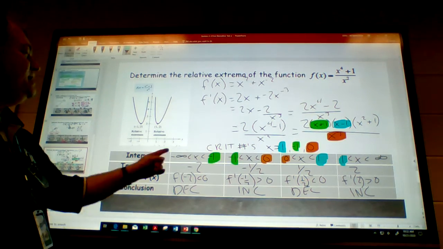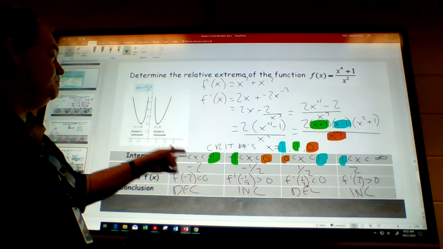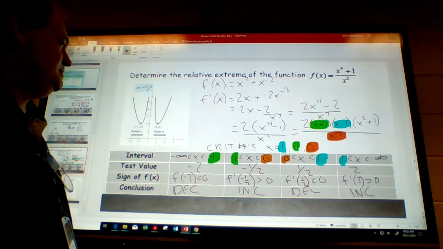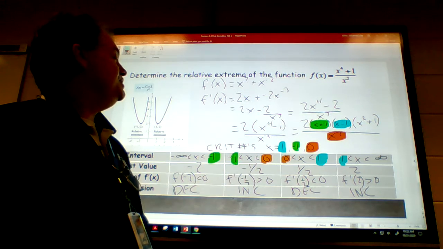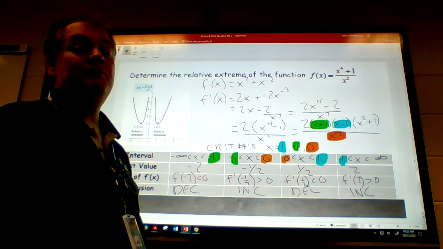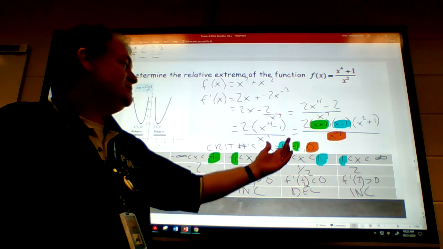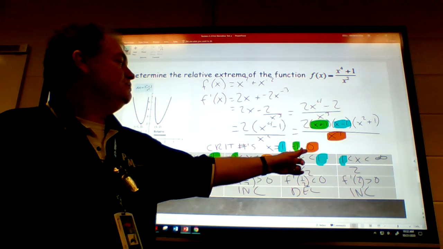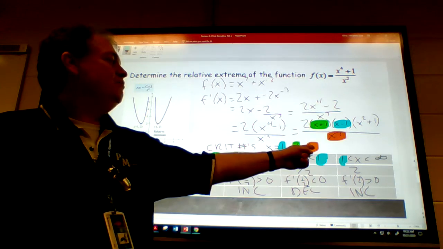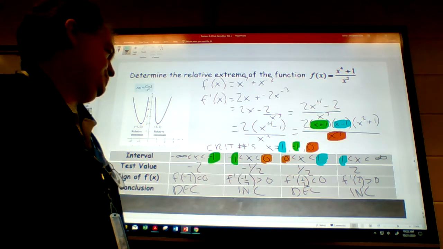So I use the interval from negative infinity to negative 1. I chose negative 2 as my test value. From negative 1 to 0, I chose negative 1/2 as my test value. And once again, you can choose anything you want in between there. I just chose those, but try to make it simple for yourself. That's my only suggestion. From 0 to 1, you got 1/2. And then from 1 to infinity, you got positive 2.